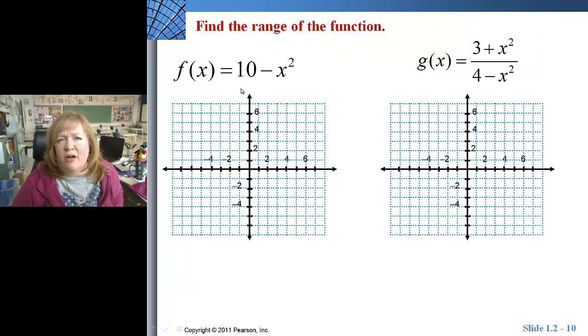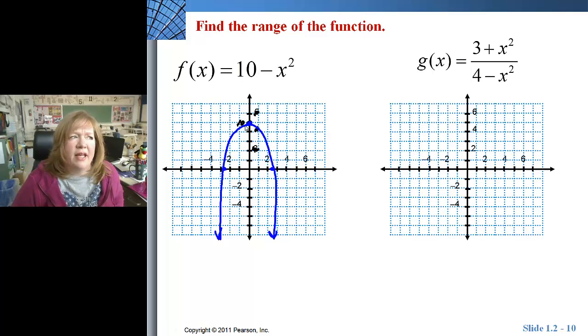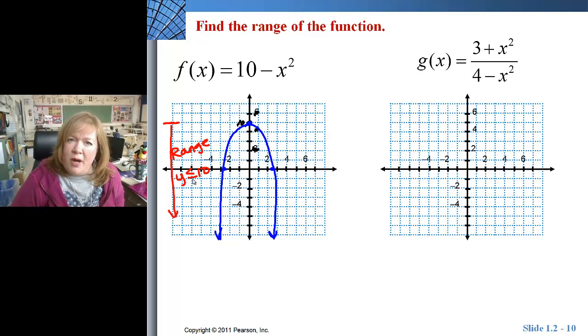Let's look at the range now. Switching over to the output of the function, I like doing the range with the graph. That is my preference. So if I do this, 10 minus x squared, and I graph that guy, here's what he looks like. To do the range, I look up and down. So if I look up and down, I can see that there's no y value higher than 10. So from here down, this will be our range. And our range will be y less than or equal to 10, because 10 is included in the range. So y less than or equal to 10, you could write it like that, or in interval notation, it'll be negative infinity to 10. I just think it's much easier to do the range graphically.